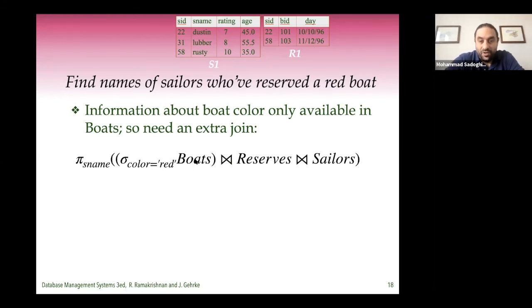As we discussed in the previous slide, it is much better to filter out as soon as possible. So we can filter out the red boat first, and join it with the reserve. Now just looking at this join, it gives us the reservations for the red boat. And now the reservations for the red boat, joining it with the sailor, gives us the names for the reservations of the red boat. Make sense?